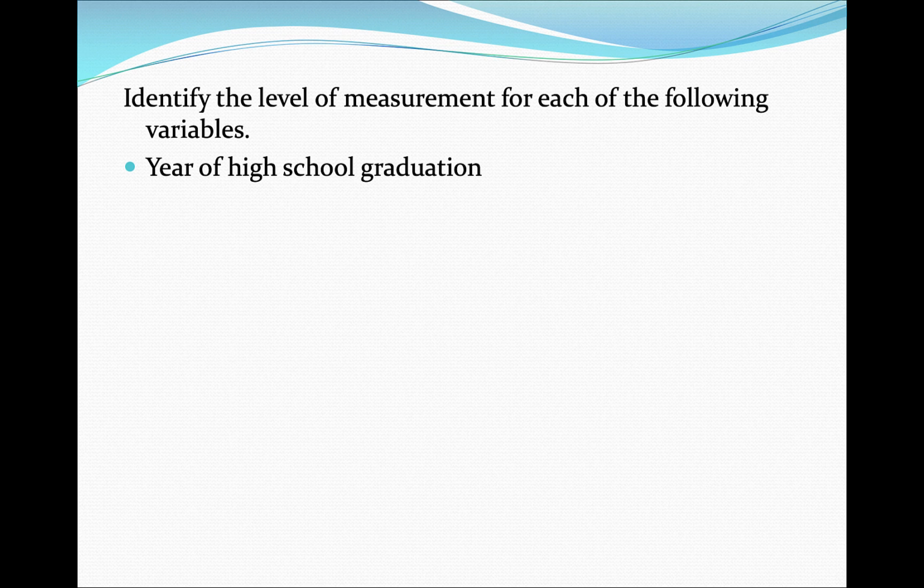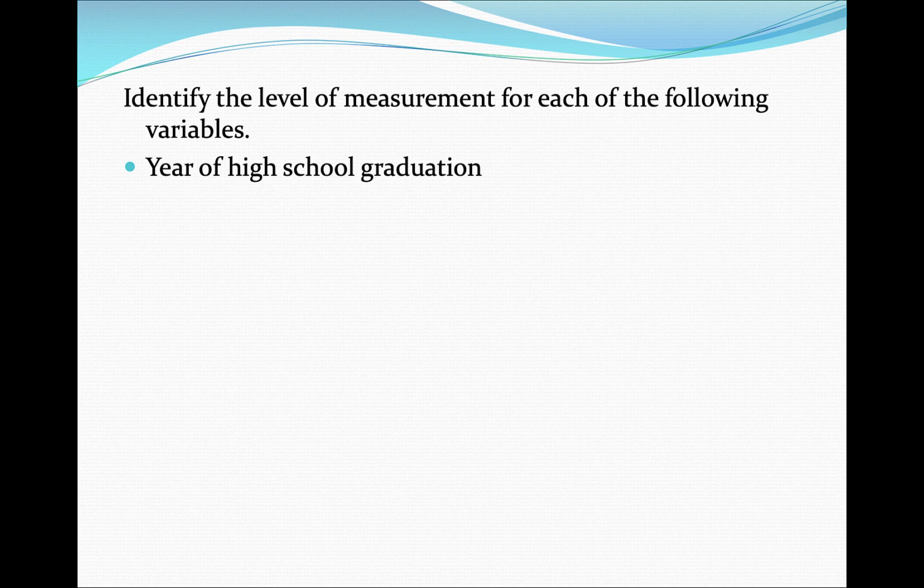Year of high school graduation. If someone graduates in 2010, someone else in 2020, that is a 10-year difference. That difference is meaningful. This is a quantitative variable, so I always recommend that with quantitative variables, you start at the ratio interval end, and with qualitative variables, you start at the nominal ordinal end of the scale. So this does have a meaningful difference.